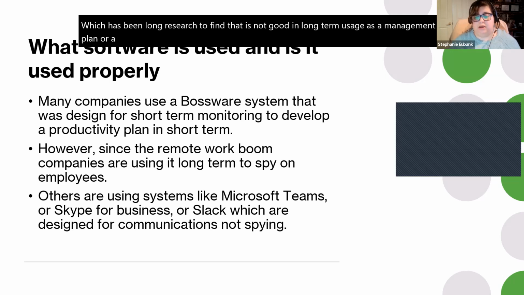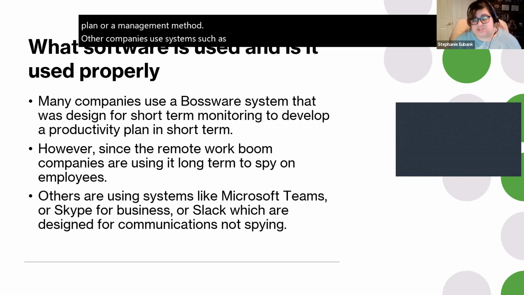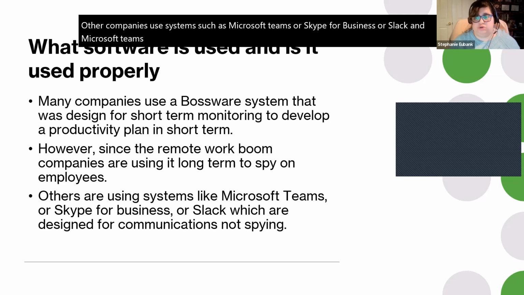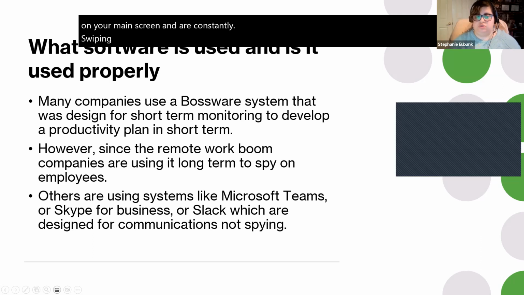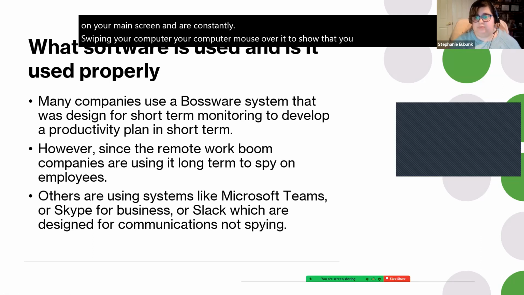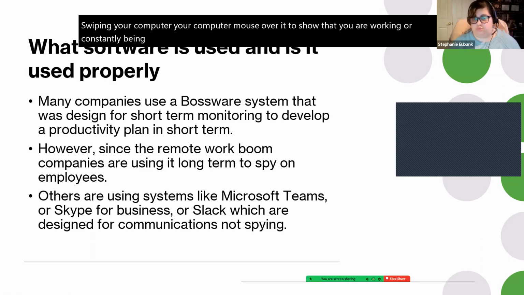Other companies use systems such as Microsoft Teams or Skype for Business or Slack. And Microsoft Teams, as an example, will show you away from your computer if you do not have it on your main screen and are constantly swiping your computer mouse over it to show that you are working, or constantly using it to show you're present.